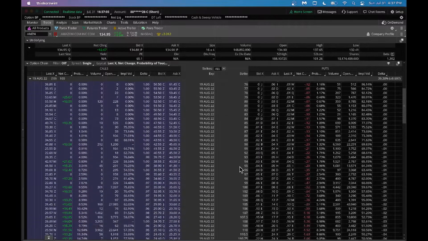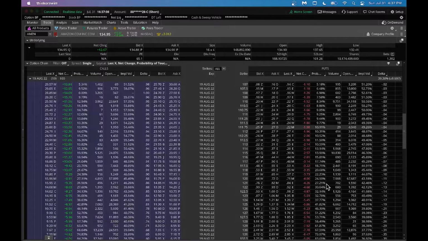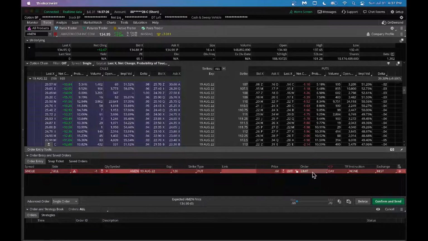You could look at the probability of touch here, around 30% or so. Look at the open interest here. We got nice and high open interest right here at 120. You could sell some 120 put options here and collect around 70 cents. You can sell this and collect the midpoint here, which is 70 cents, and go from there. If Amazon stays above the strike price of 120, you get to keep $70 and go from there.